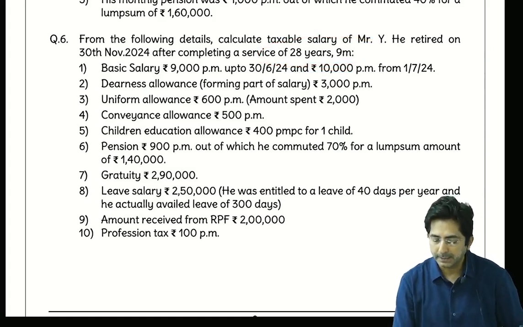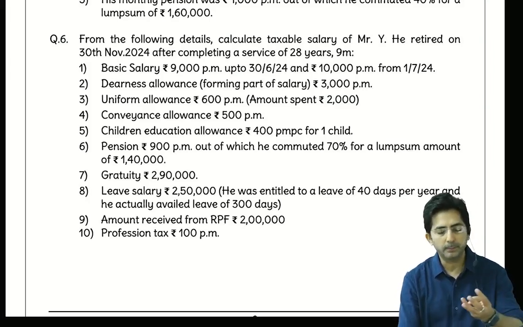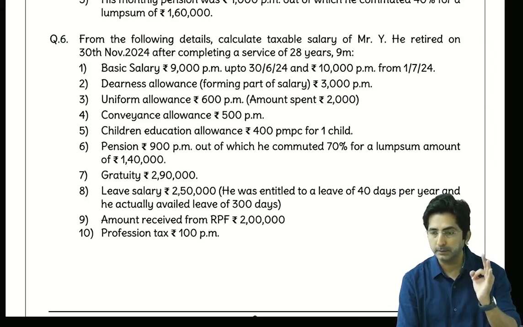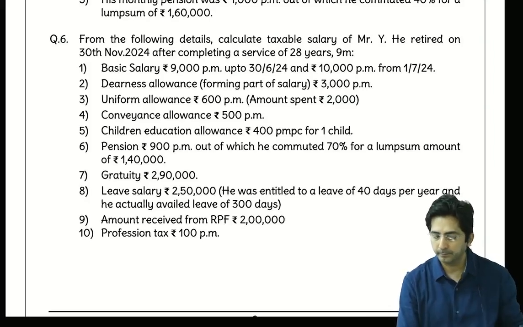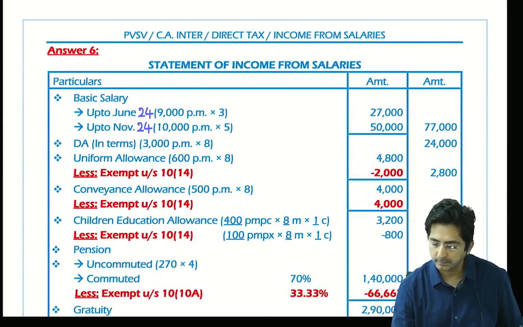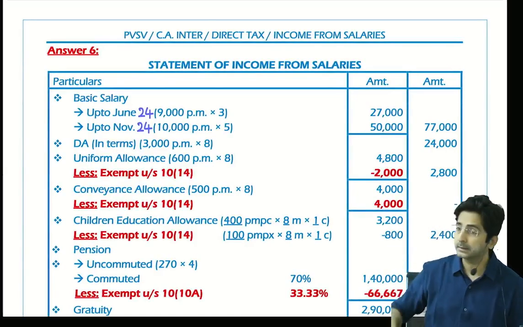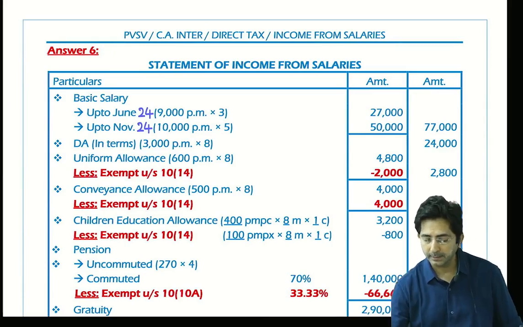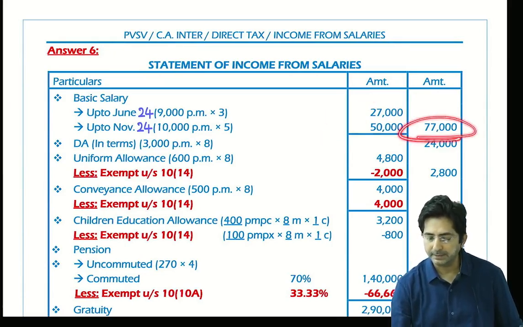Then basic salary 9,000 per month up to June. So up to June means how many months? April, May, June. So for 3 months 9,000 into 3. Okay. And for remaining 5 months 10,000 into 5. See, do one thing, keep checking the answer also. Look at this. Are you getting this? First 3 months salary is 27,000, then 50,000. Total will be 77,000. Okay.